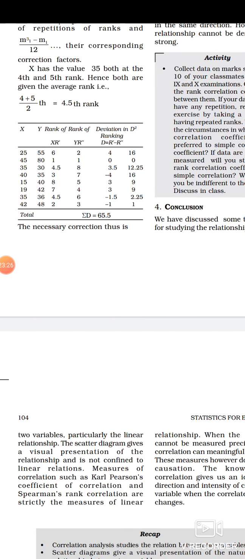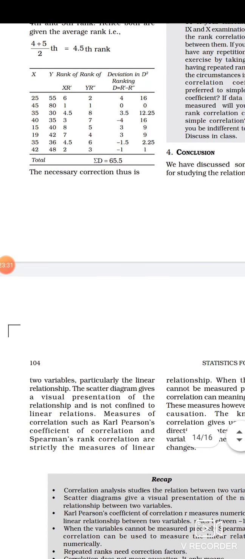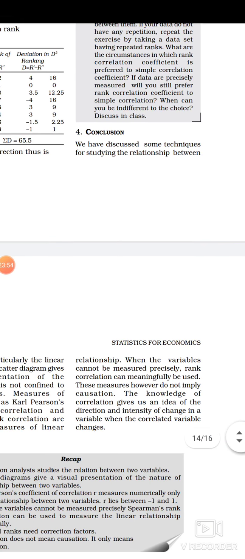Now the conclusion. The scatter diagram gives a visual representation of the relationship and is not confined to linear relations. Measures of correlation such as the Karl Pearson coefficient of correlation and Spearman's rank correlation are strictly measures of linear relationship. When the variables cannot be measured precisely, rank correlation can meaningfully be used.